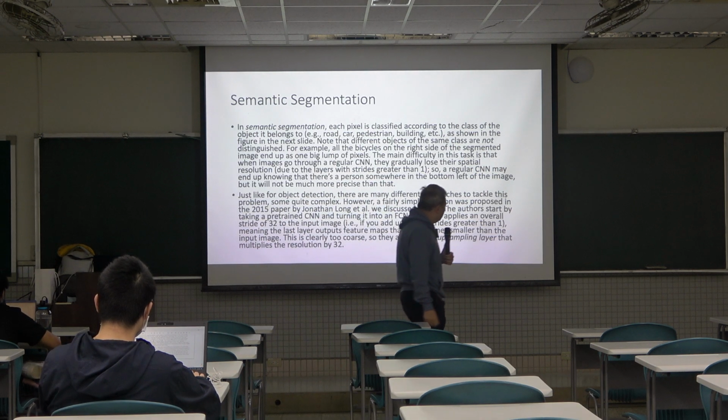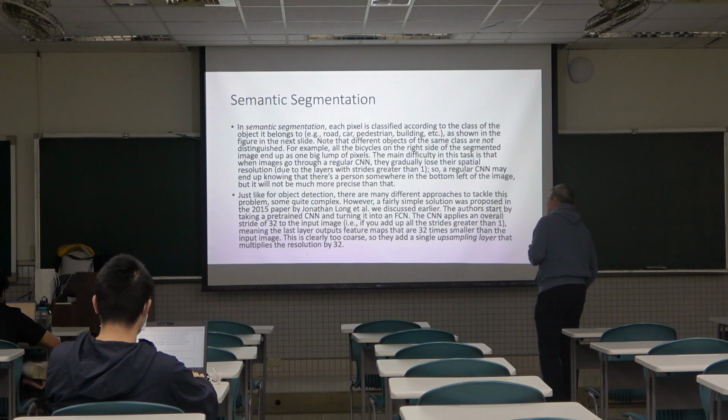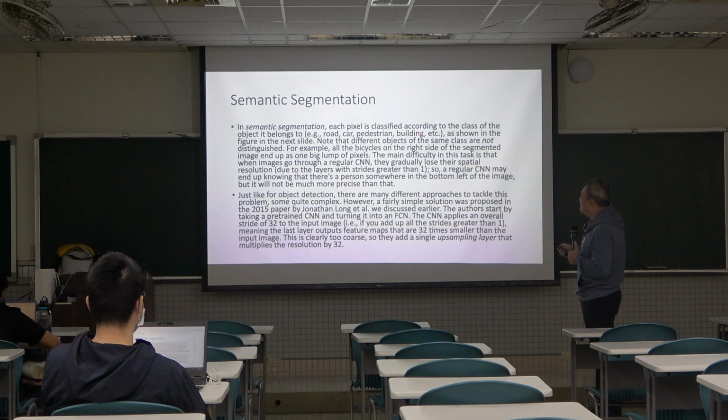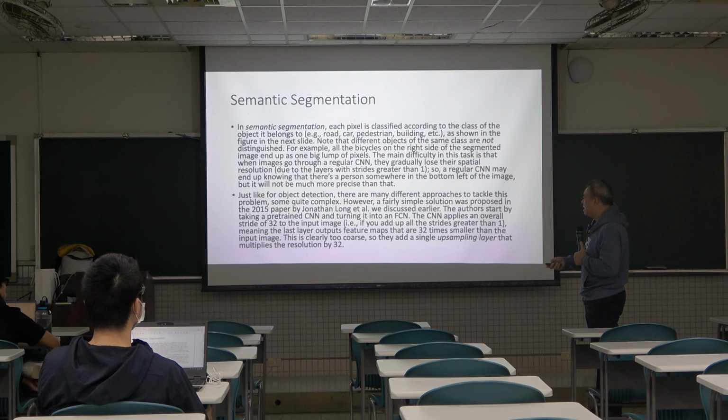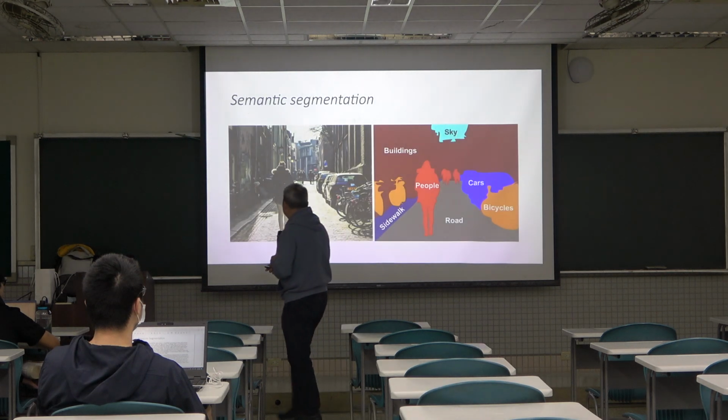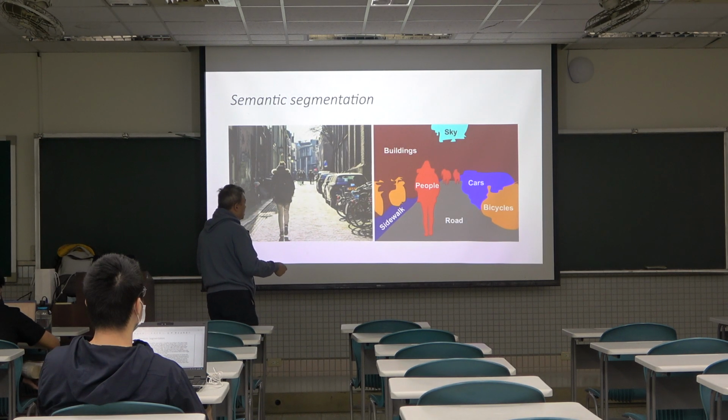Then we talked about semantic segmentation previously already. Each pixel is classified according to the class of the object it belongs to. I think I already showed you this picture anyway, so you get an idea what semantic segmentation is.